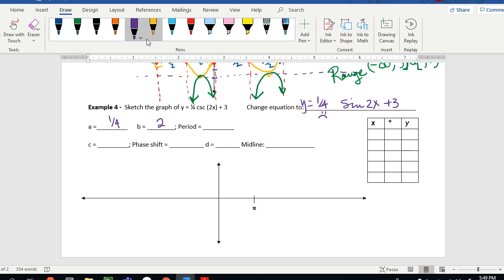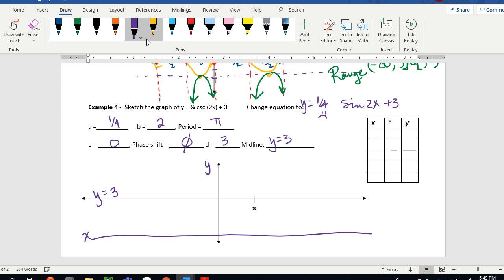The period is 2 pi over 2, which is pi. And C, thankfully, is not there. And D is 3, so y equals 3. I'm going to make this line y equals 3. And I'm going to make this the x-axis. This is x. This is y. It will just give me a lot more room to make this 1/4.